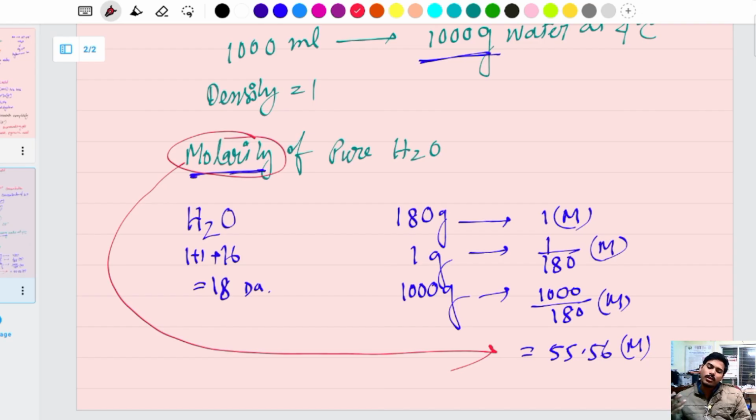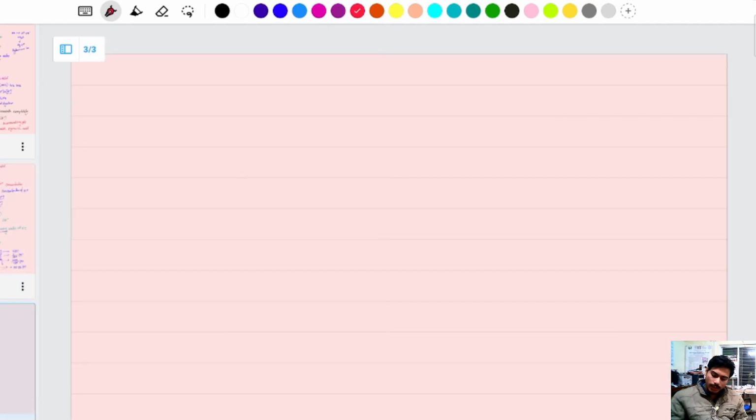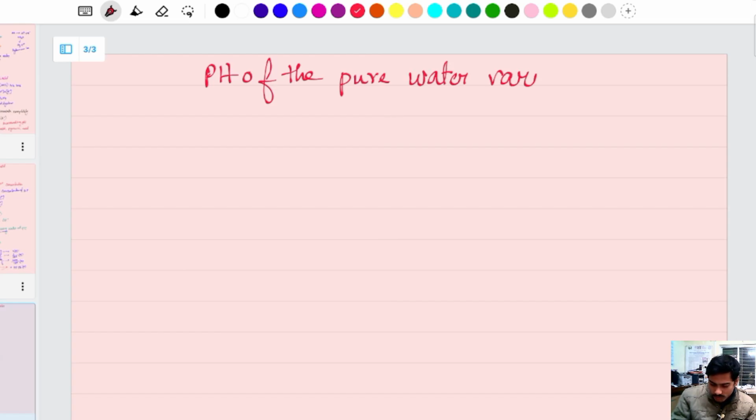So pH of pure water varies with the temperature. If we talk about pure water, let's write down: pH of the pure water varies with temperature.